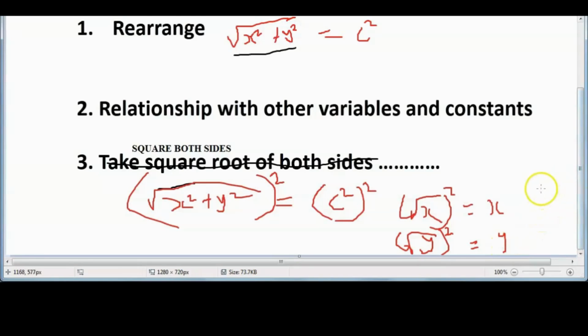When we say the square of the square root of x squared, the square of the square root of x squared is the same thing as x. Similarly, the square of the square root of y squared is equal to y. In each case, the square necessitates the removal of the square root bracket, leaving the component of the bracket.